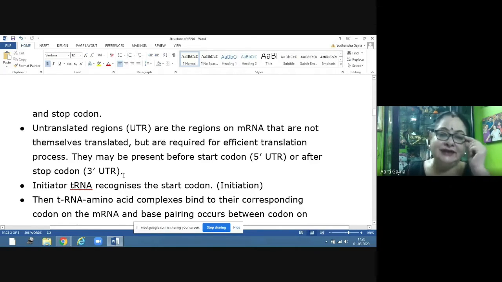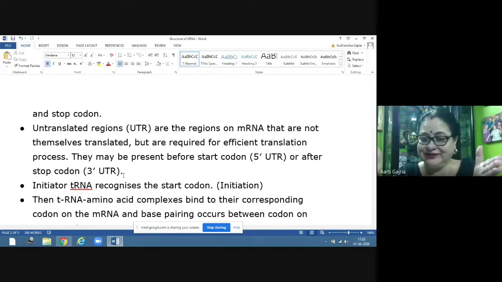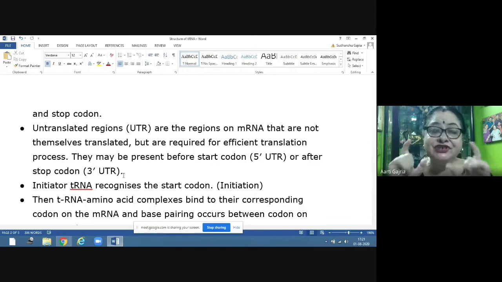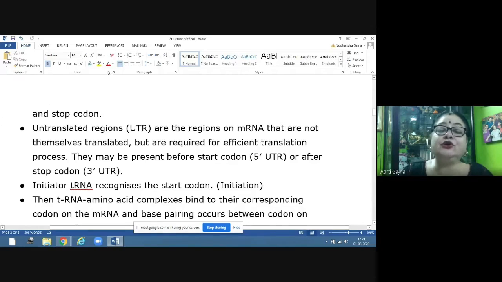Like in transcription, we saw that the structural gene is present, and there are certain regulatory sequences present before the promoter region or after the terminator region. Similarly, these untranslated regions on messenger RNA are not coding for any protein, but they are required for the efficient translation process, and they are present before the start codon or after the stop codon. Start codon is at 5 prime and stop codon at 3 prime.